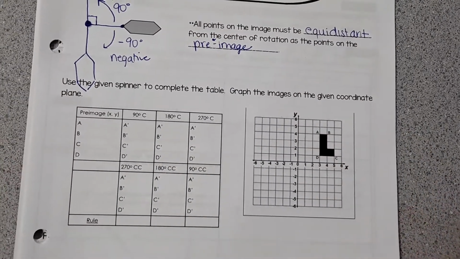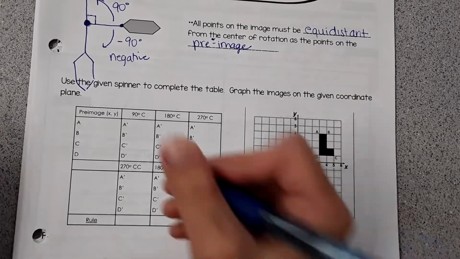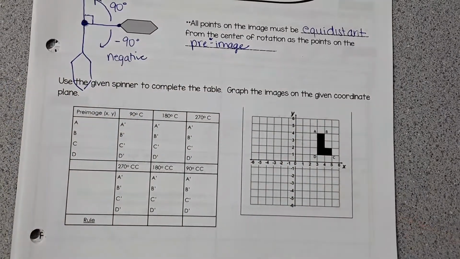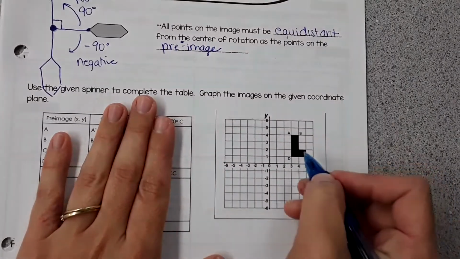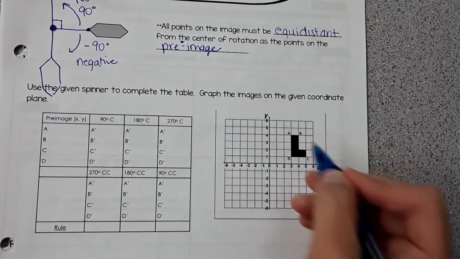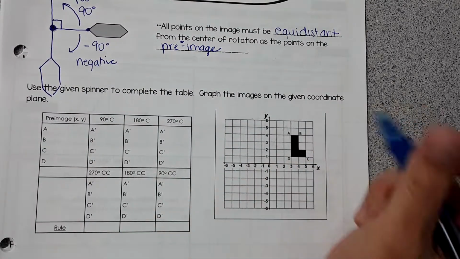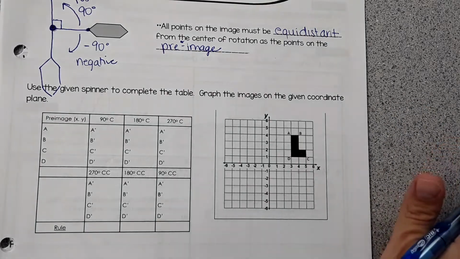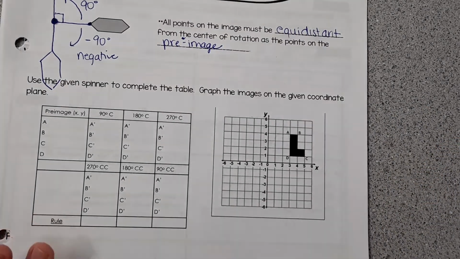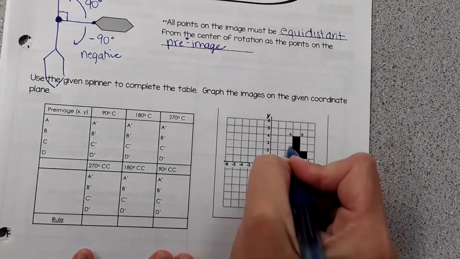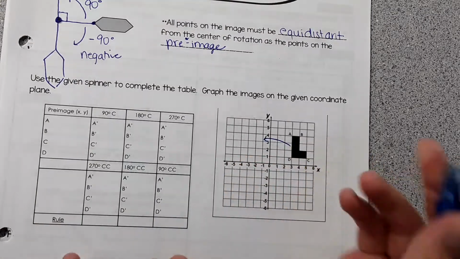Okay, so I'm going to take this slow. I'm going to focus on the concept. We're actually not going to fill in this table because it's pretty tedious. I'm just going to focus on rotating this shape. So here is our pre-image. We're going to rotate it 90 degrees at a time. So if we were to rotate this 90 degrees, it would fall into this quadrant over here.